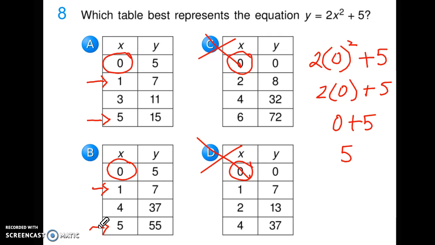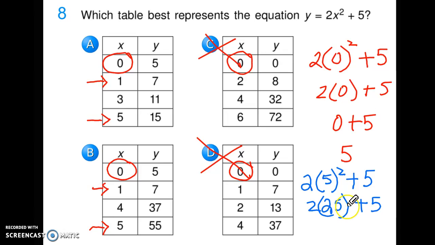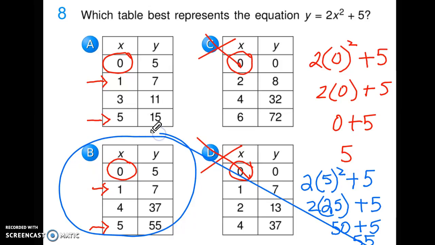So if we substitute in 5, then we should be able to tell which table matches our equation. So 2 times 5 squared plus 5. Well, 5 squared is 25. Times 2 plus 5. 2 times 25, 2 quarters is 50 cents. And so that answer would be 55. So that tells us that B is the correct answer for this problem.